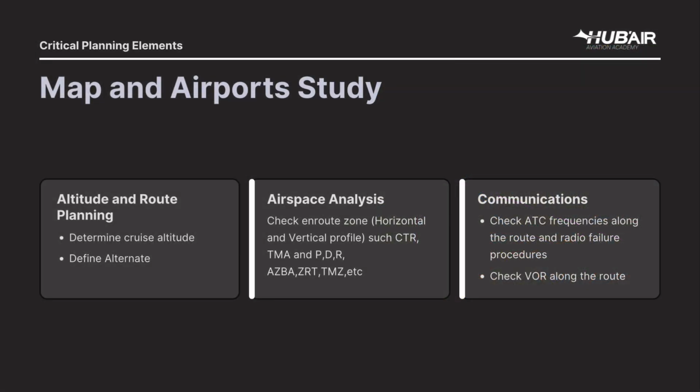Study of the chart and the airports en route and at destination. Here are the critical elements to check during route planning. Determine the cruising altitude and define the diversion aerodromes. Analyze the airspace structure along the route and check the vertical profile to see whether you will cross any CTRs, TMAs, or dangerous or restricted areas. For communications, verify the ATC frequencies along the route and review the possible radio failure procedures. Check whether there are any VORs along the route.